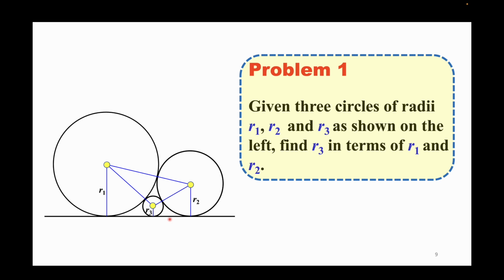These two circles and this common line uniquely determine a third circle, which is tangent to both circles and the common line. Let's say the third circle has radius R3. So what we need to do is find R3 in terms of R1 and R2. Is this problem difficult? No. We just repeatedly apply the lemma, and we have the results.